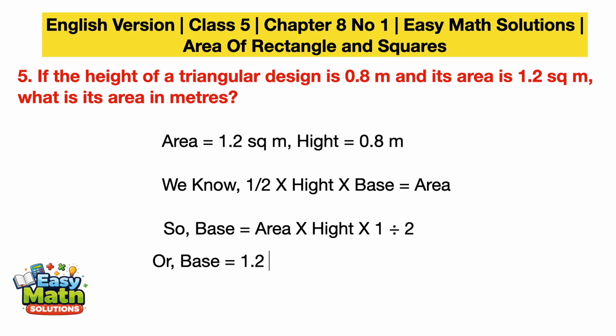Then base equals 1.2 into 2 divided by 0.8 equals 2.4 divided by 0.8. Answer will be 3.